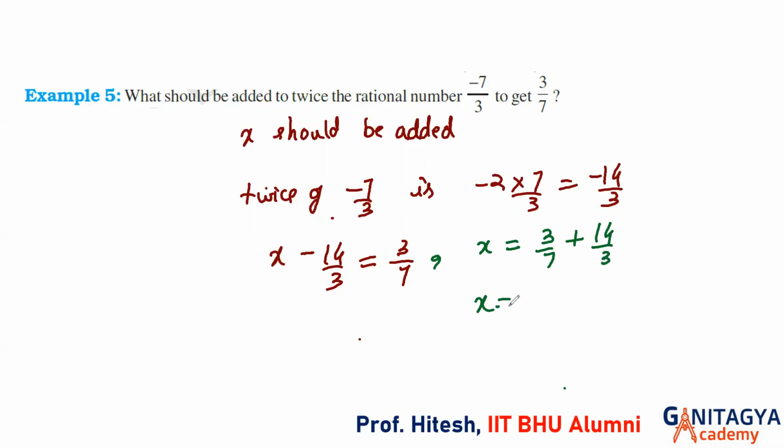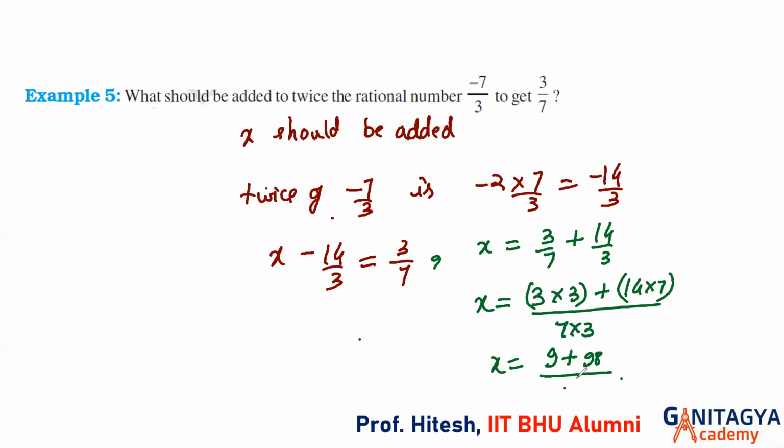Okay. So from here try to find out x using cross multiplication. So it is 3 into 3 plus 14 into 7, and divide by 7 into 3. So x is 3 into 3 is 9 plus 14 into 7 is 98. And then it is 7 into 3, that is 21. So the answer will be 107 upon 21. Okay, please write it down and let me know if any doubt. And then we will move to the next question.